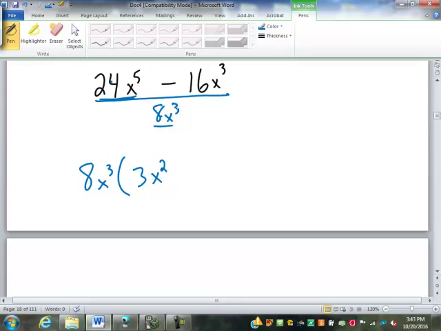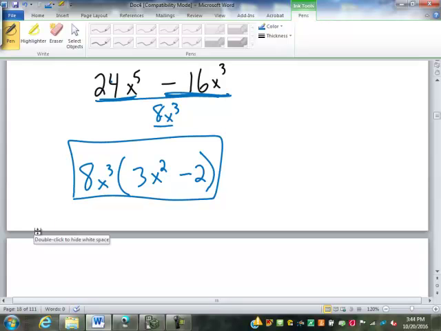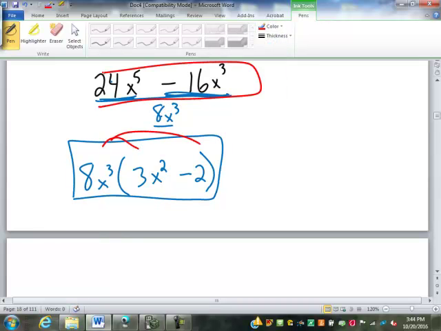X to the fifth divided by x to the third, 5 minus 3 is 2, so x to the second. Now it's negative 16x to the third divided by 8x to the third. Negative 16 divided by 8 is negative 2. X to the third divided by x to the third cancels out. It's gone. So there we go. We just factored it out. If we were unsure of ourselves and we wanted to double check, you could go back and multiply it out and make sure we get back to that. And we would, but I'm not going to here.